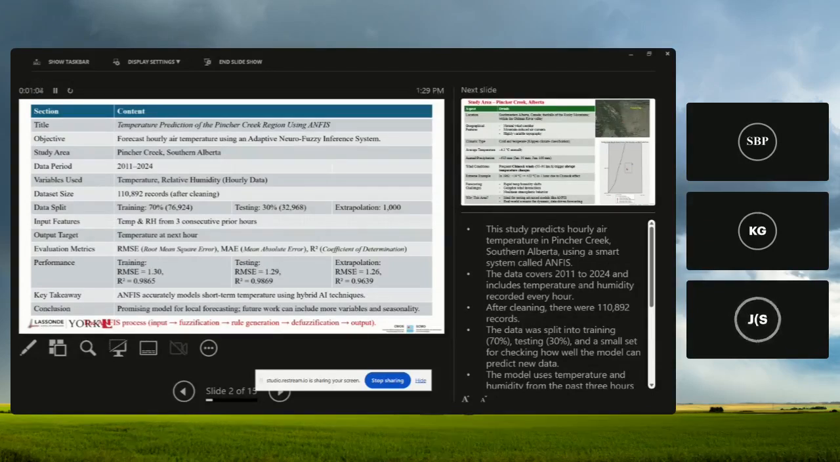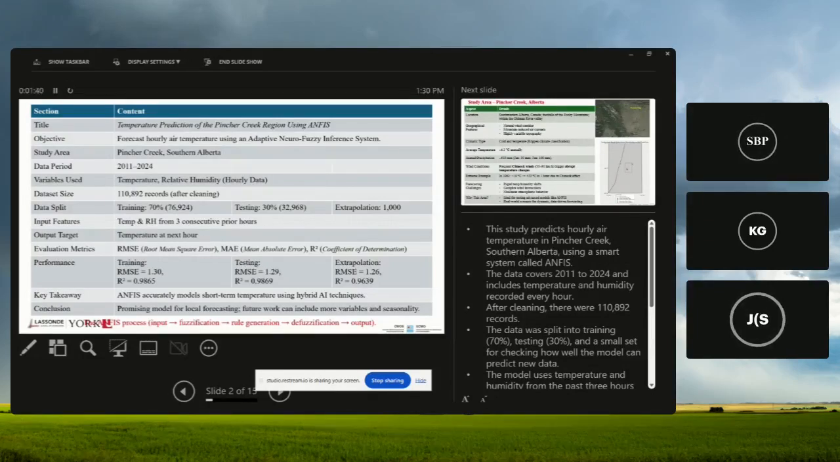The input features are temperature and relative humidity for each 3 hours. The output target is temperature at the next hour. We use the evaluation metrics RMSE, MAE, and R2. The performance: training RMSE is 1.3, for testing is 1.29, and for extrapolation is 1.26. And R2 for training is almost 0.99, for testing is 0.99, and for extrapolation is 0.96.